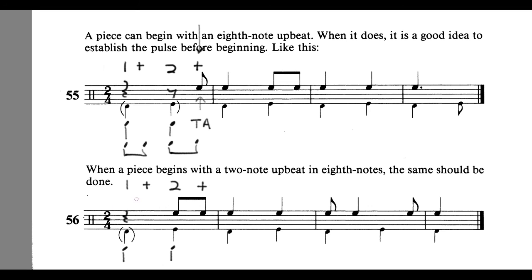quarter rest right here. So again, if I were performing this with my metronome, I would give myself one measure, 1 and 2 and, then I would start the second measure of pickup and I would go 1 and, but rather than saying 2 and, I would say ta, ta to begin the rhythmic figure. 1 and 2 and 1 and ta, ta, ta, ta, ta, ta, ta, ta.